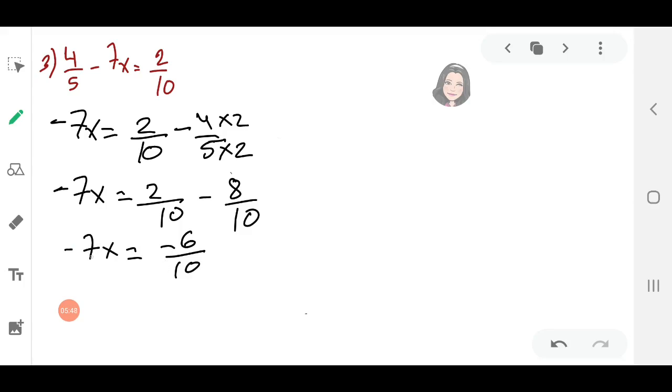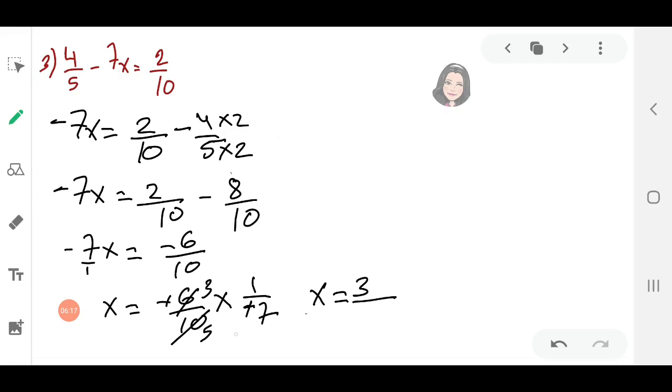Now, this is multiplying the x by the 7 over 1. So x is going to be equal to minus 6 over 10 multiplied by the reciprocal of this one, that's 1 over minus 7. Now, is there anything to simplify over here? Well, we can cross out these two minuses, and 6 over 10 we simplify by dividing them by 2. This is a 3 and this is a 5. So x is going to be equal to 3 times 1 is a 3 and 5 times 7 is a 35.